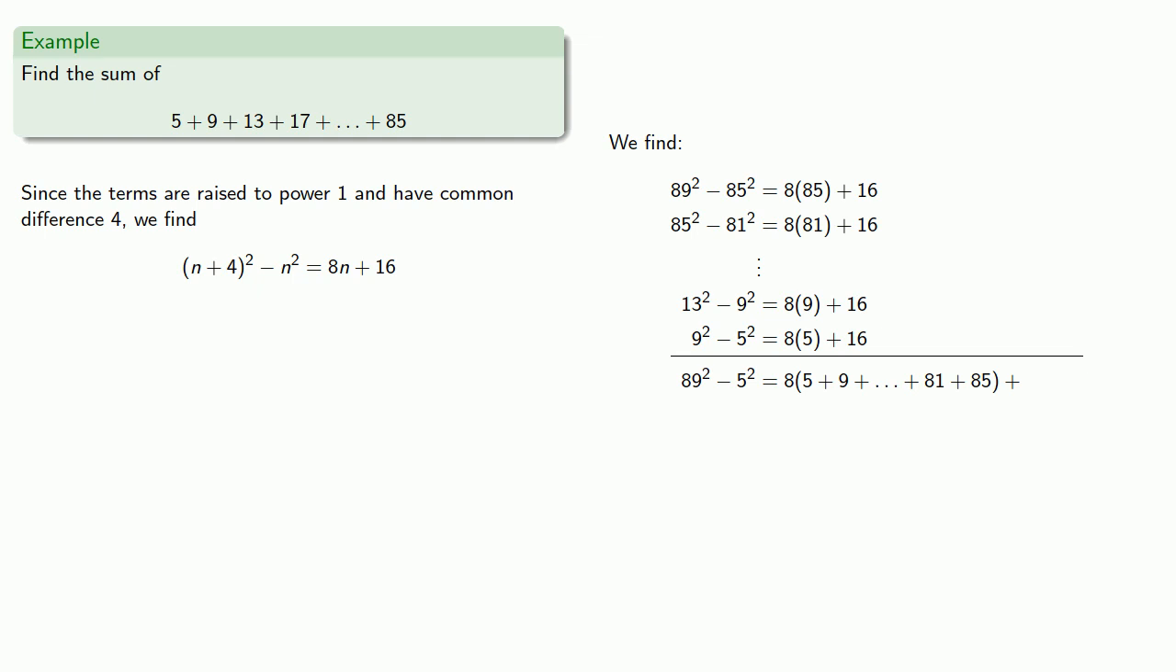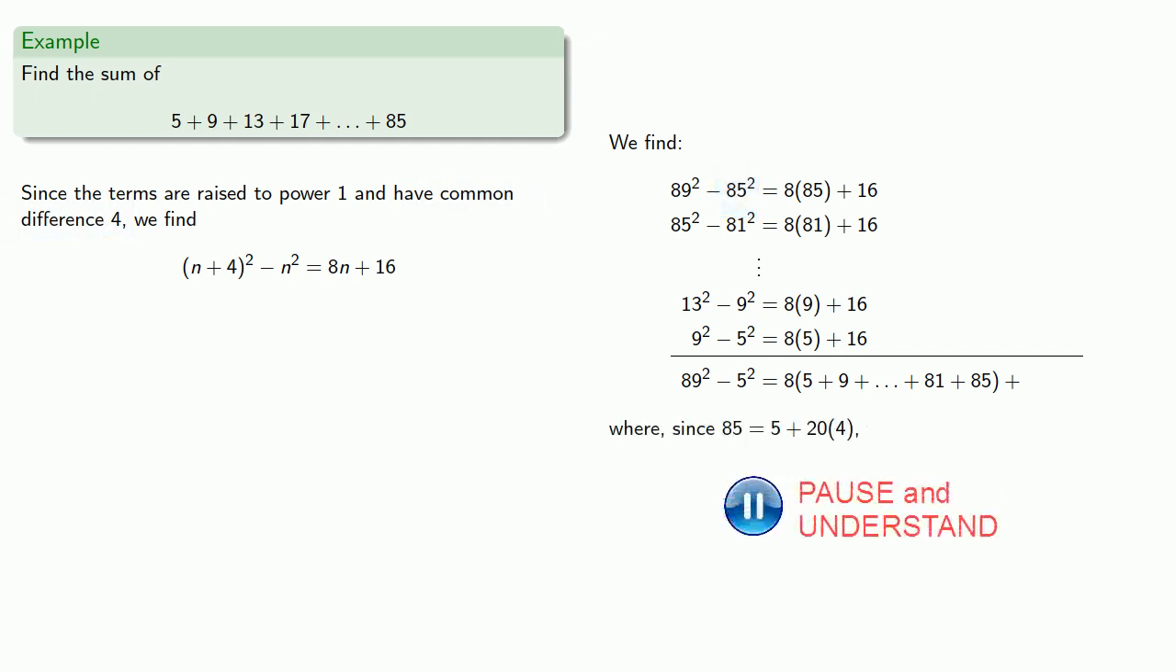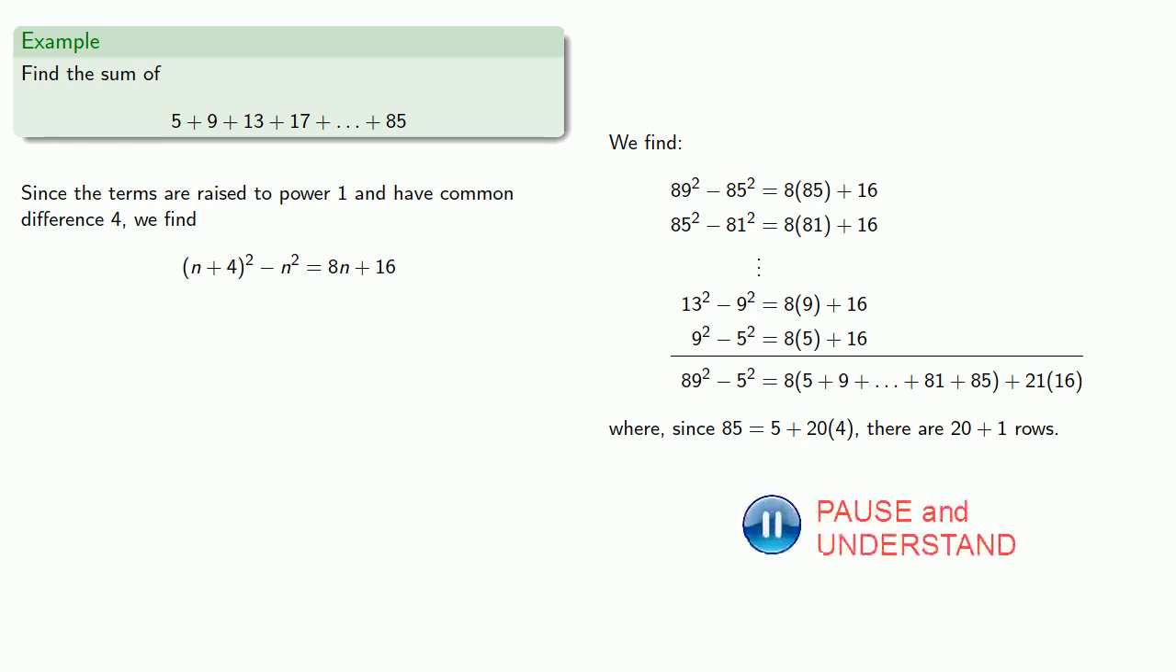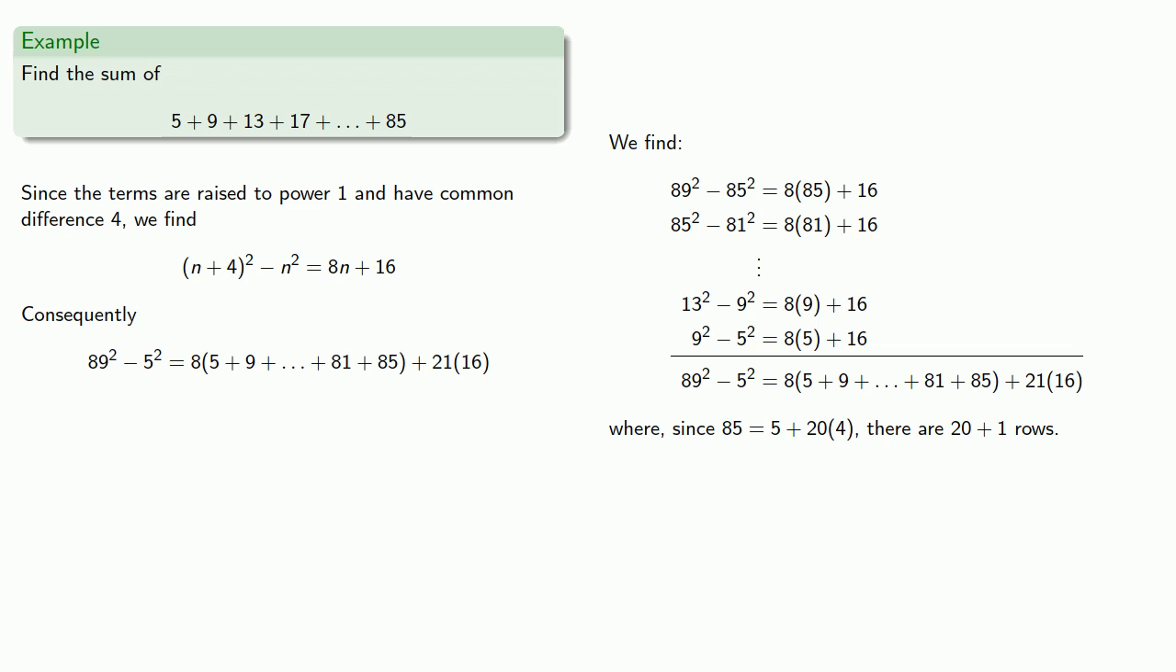So the numbers here are 5, 9, and so on up to 85. And if you notice, every row is 4 more than the preceding. That's because our common difference is 4. And this top row, 85, well, that's really 5 plus 20 fours. And so that means there's 20 plus 1, 21 rows. So we have 21 16s. And so this difference of squares has this nice expression, and we can solve it for the sum that we want.